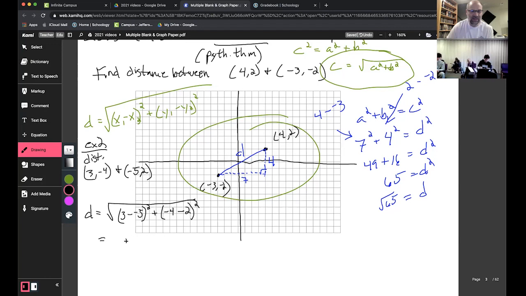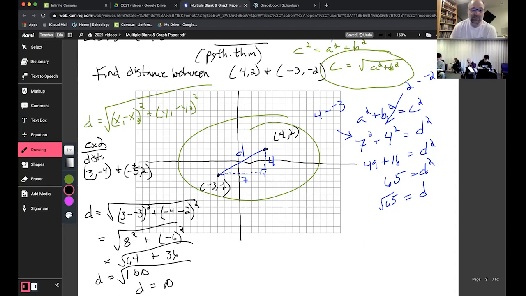So this is 8 squared plus -6 squared. So that's 64 plus 36. Oh, look at that. So the square root of 100, which equals 10.